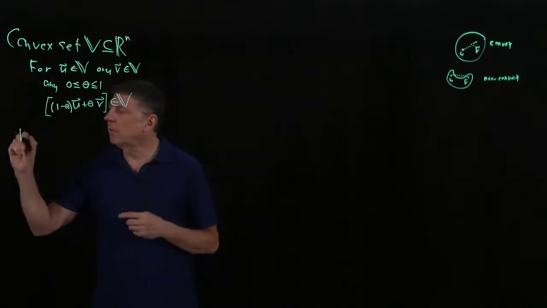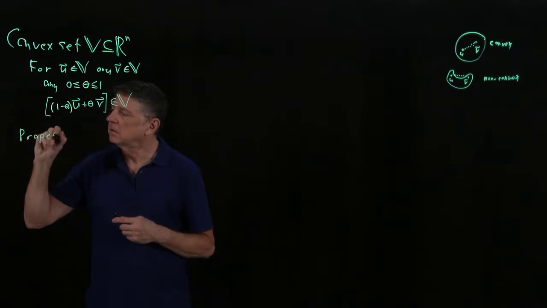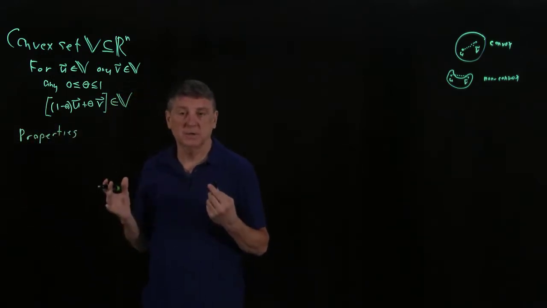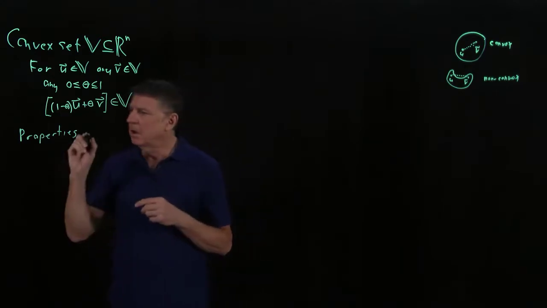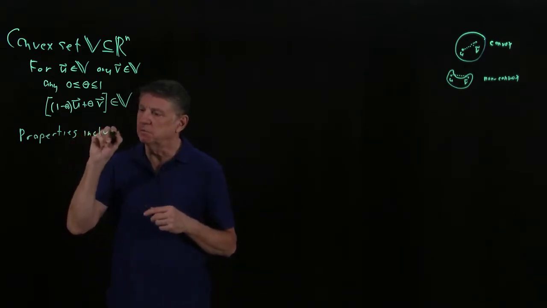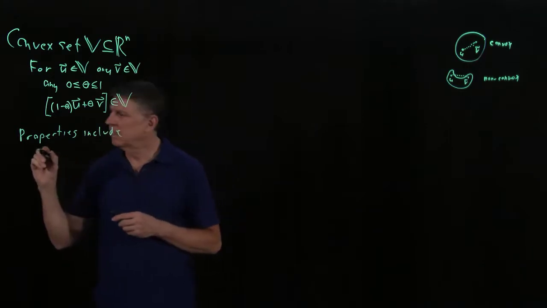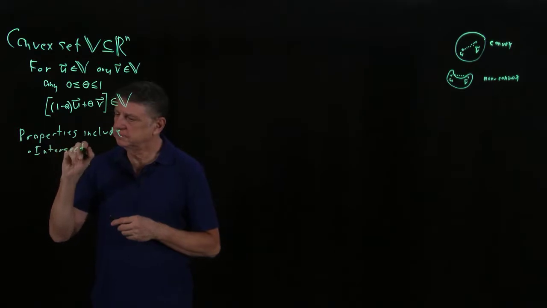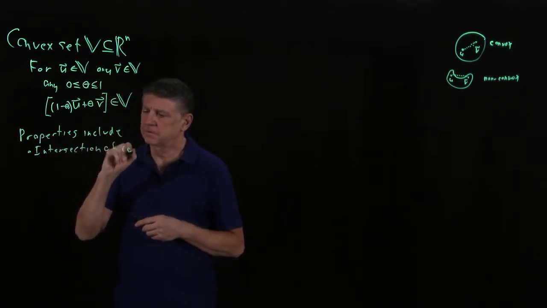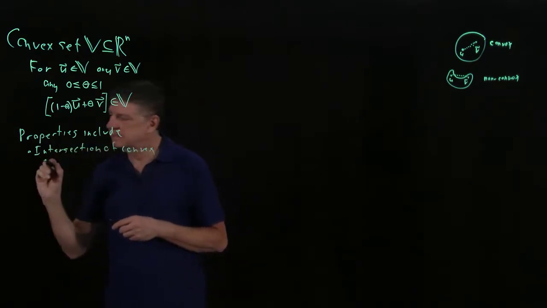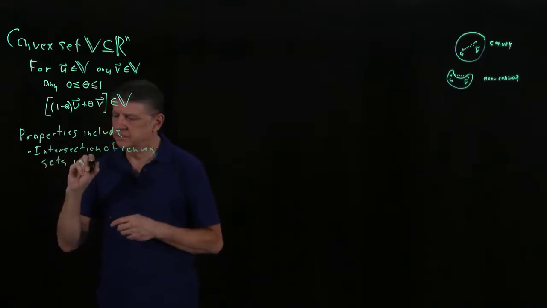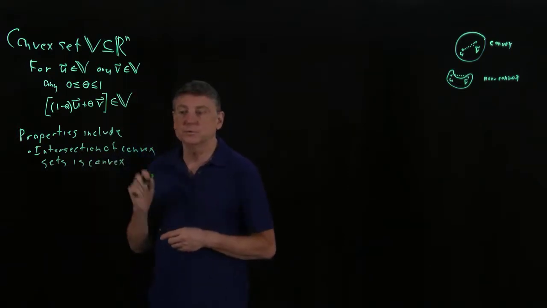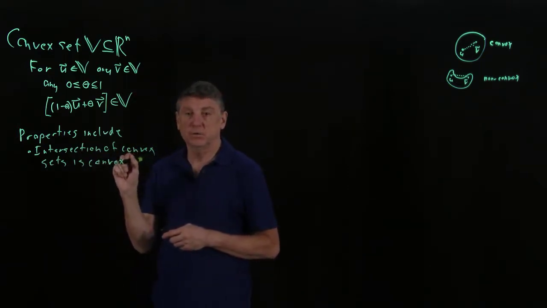So some properties are intuitively clear and are theorems in mathematics, so we can look them up. Properties include, but of course are not limited to, the intersection of convex sets is convex. And this is an idea that we'll use often later in the course.